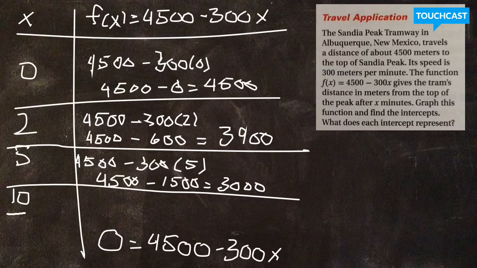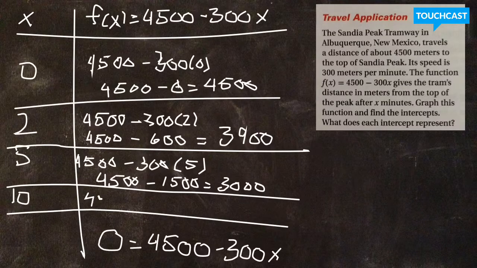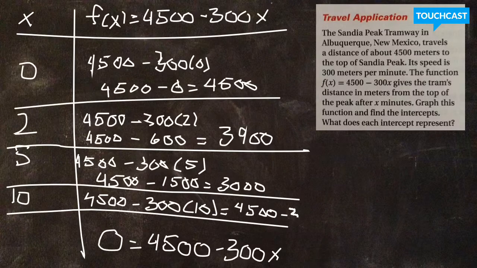Now let's plug in a 10. 4,500 take away 300 times 10. Well, 300 times 10 is 3,000. So 4,500 take away 3,000 is just 1,500.